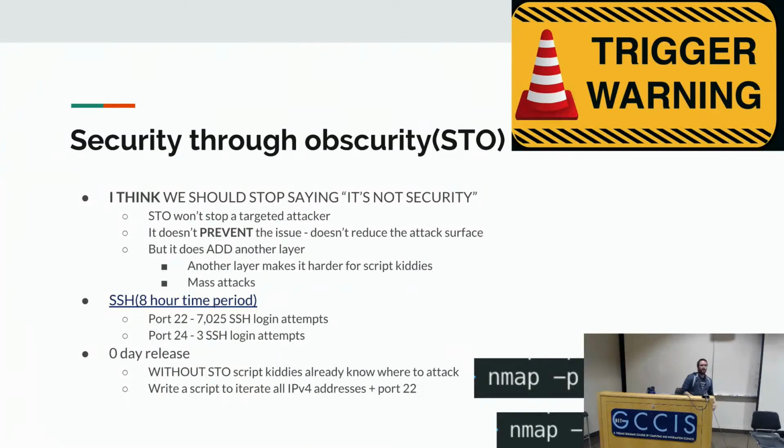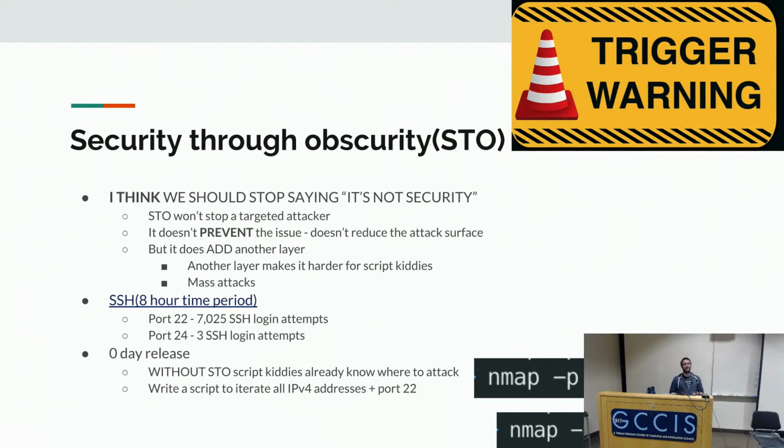Security through obscurity won't stop a targeted attacker. It doesn't actually prevent the actual issue, and it doesn't actually reduce the attack surface at all. I acknowledge that. But it adds another layer that the attacker has to kind of jump over to accomplish their mission. So it's another layer for script kiddies, it's another layer for mass attacks.